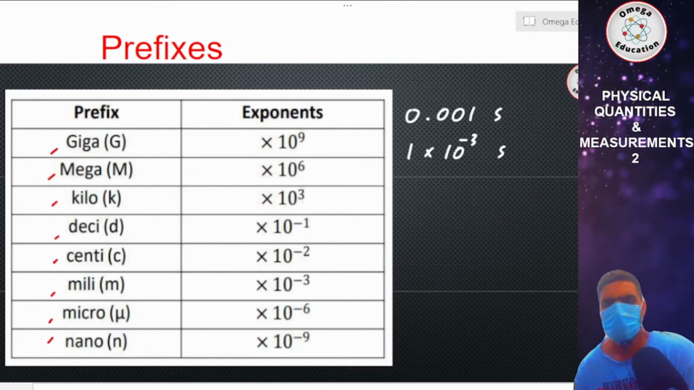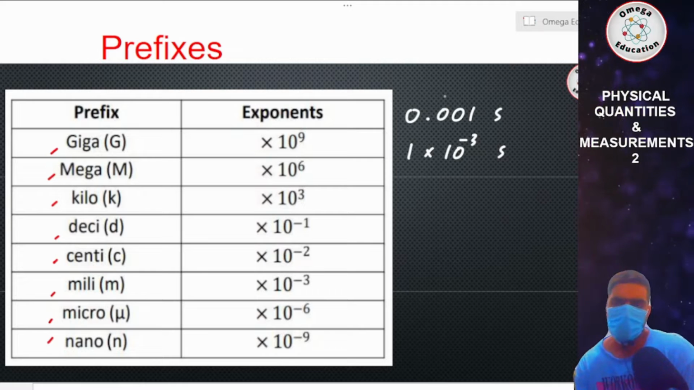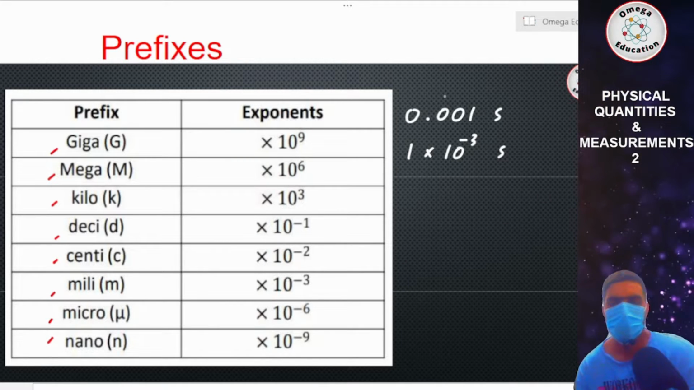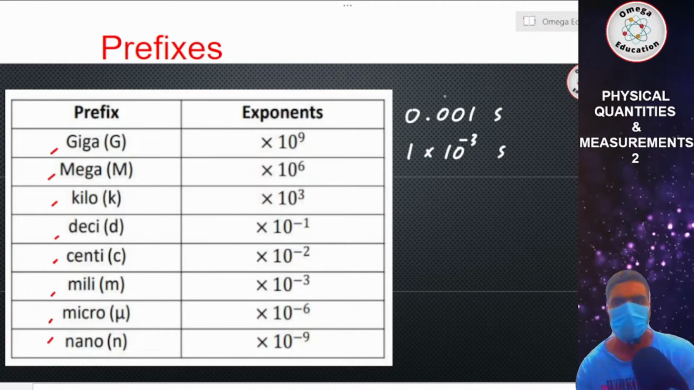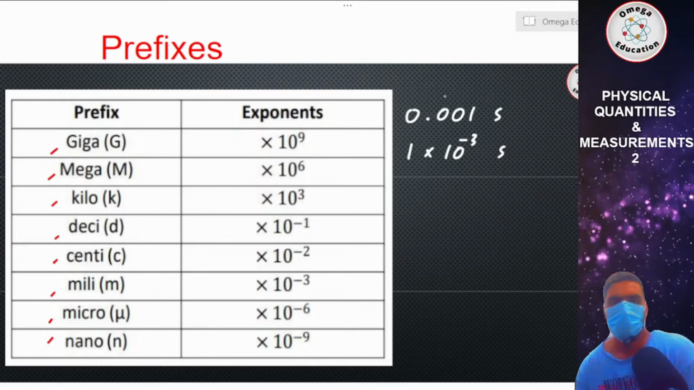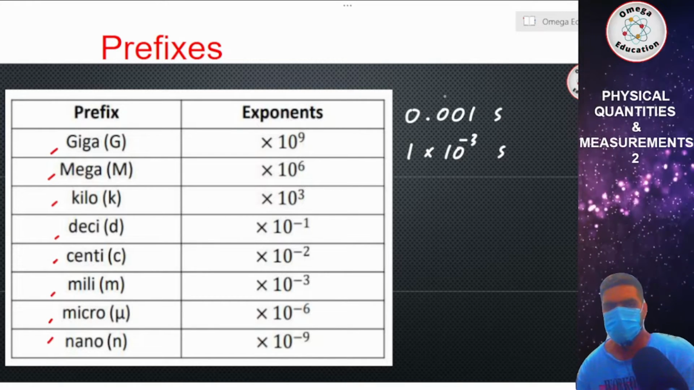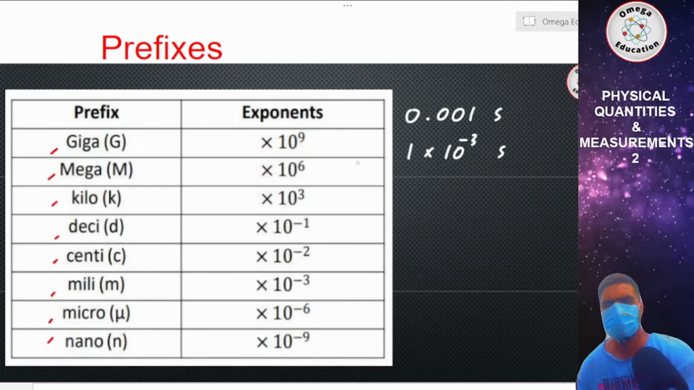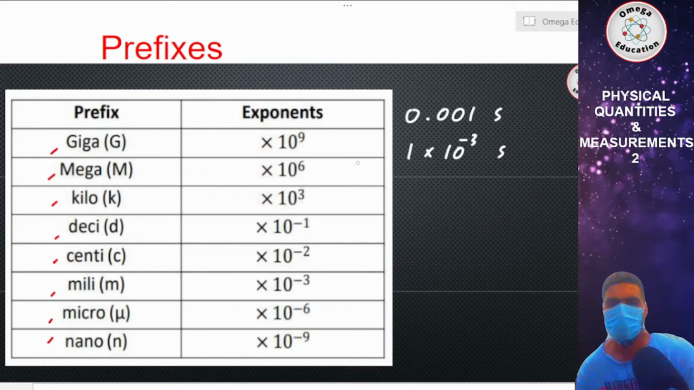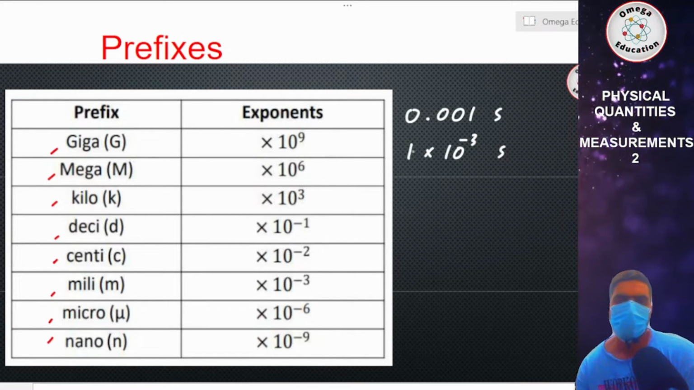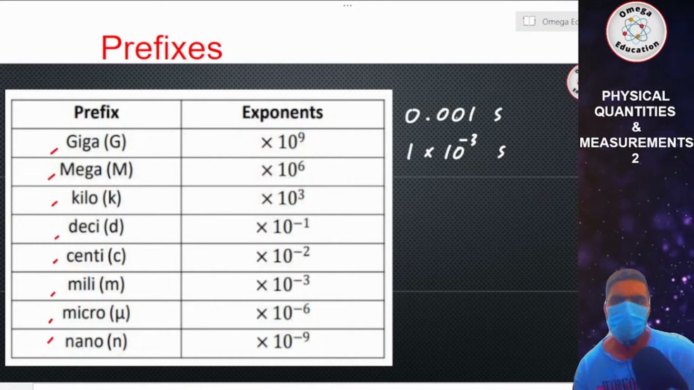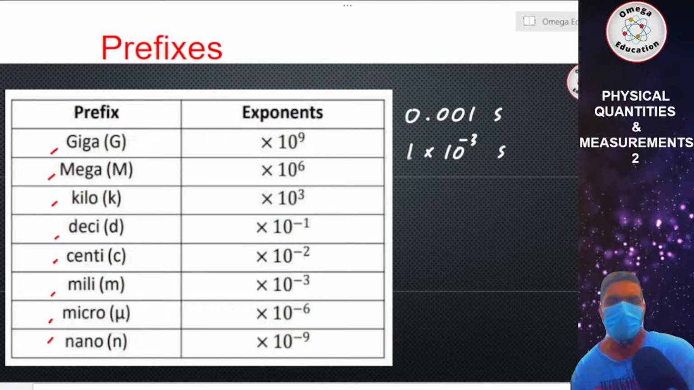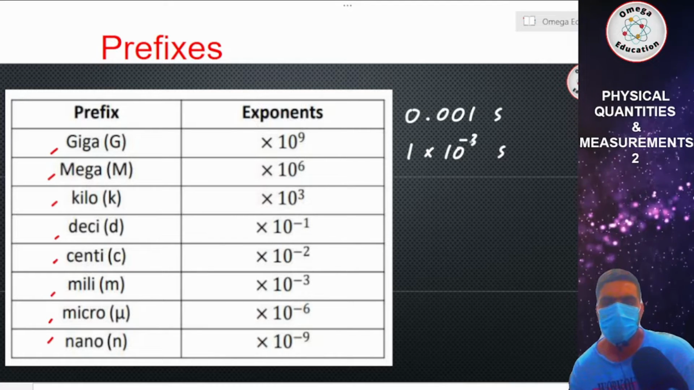How do we convert it into standard form? Well, that's totally a different topic. We assume that at this stage you would have done it in mathematics. We teach it in physics as well, but that's a separate topic. But for now, you should know that 0.001 can also be written as 1 into 10 to the power minus 3 second in the standard form.